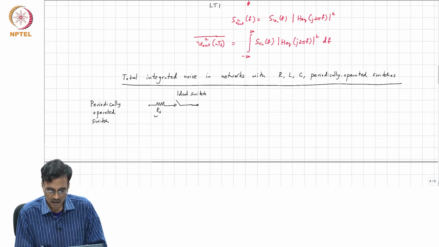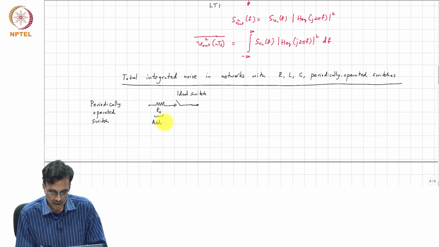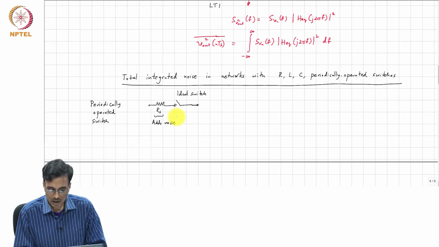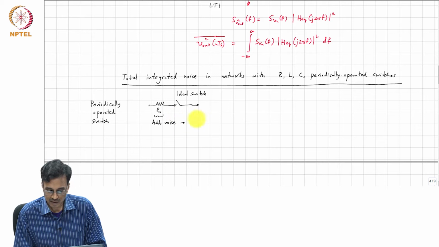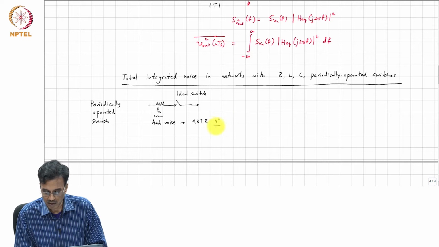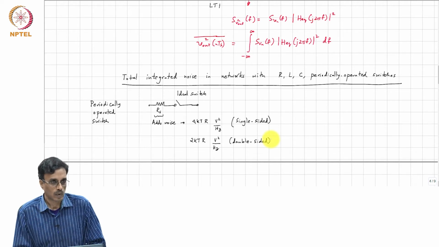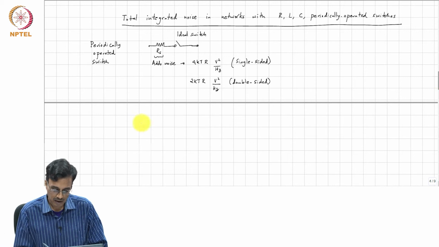Right, and this RS adds noise, okay, and its noise spectral density is 4 kTr volt square per hertz. This is single sided, or 2 kTr volt square per hertz double sided. All right. So, for example, here is an example circuit.